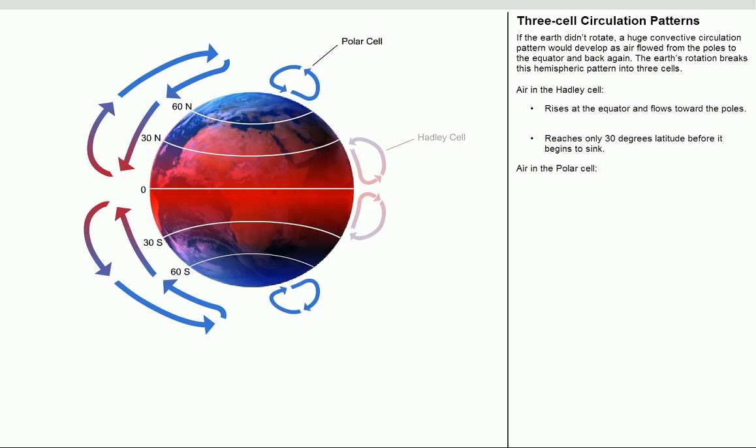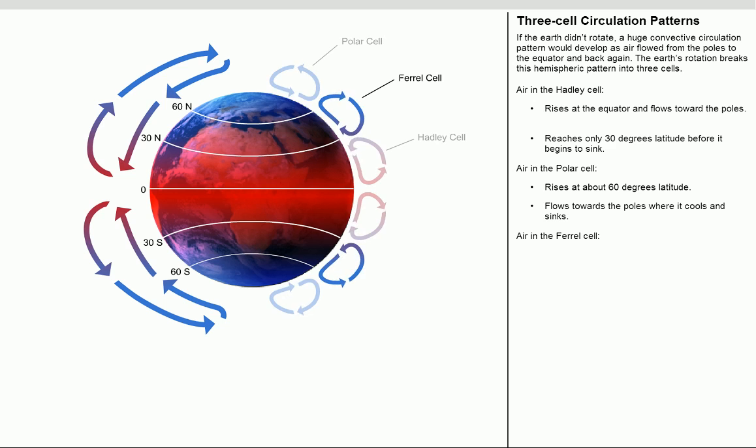The second cell is the polar cell, named after the north and south polar regions. Air in the polar cell rises at about 60 degrees latitude and flows toward the poles where it cools and sinks. The third cell is the Ferrel cell, named after William Ferrel, another researcher of general circulation.